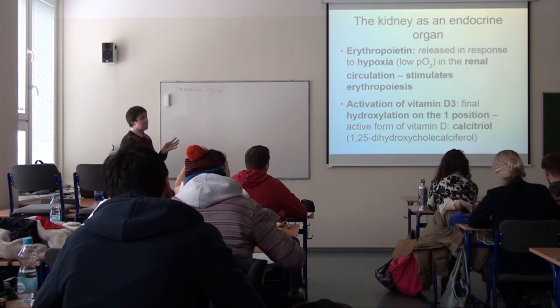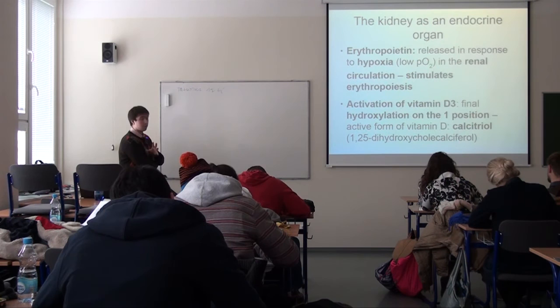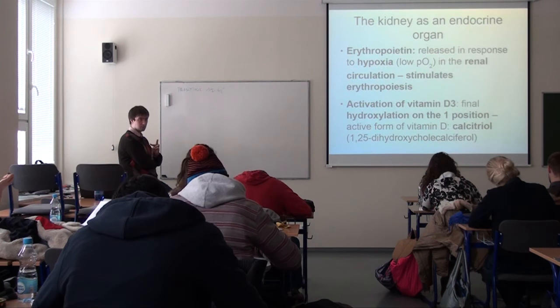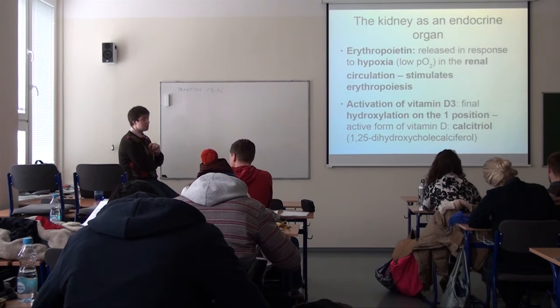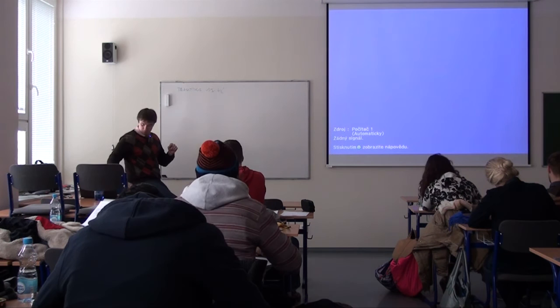Yes? To become a potent hormone, you need to do two hydroxylations. First hydroxylation on carbon number 25 is done in liver. And the second hydroxylation done on carbon number 1 is done in kidneys.